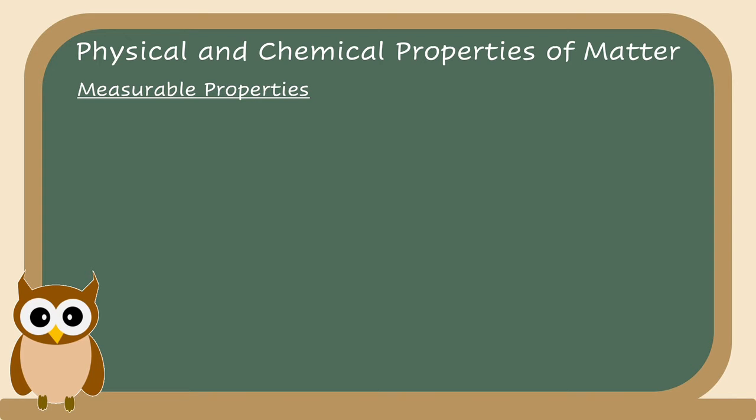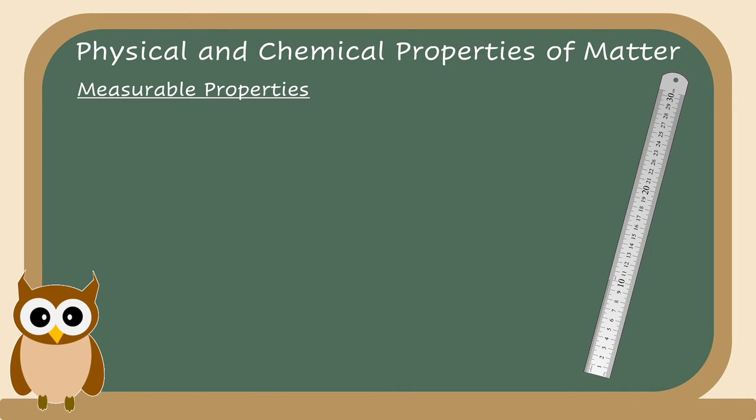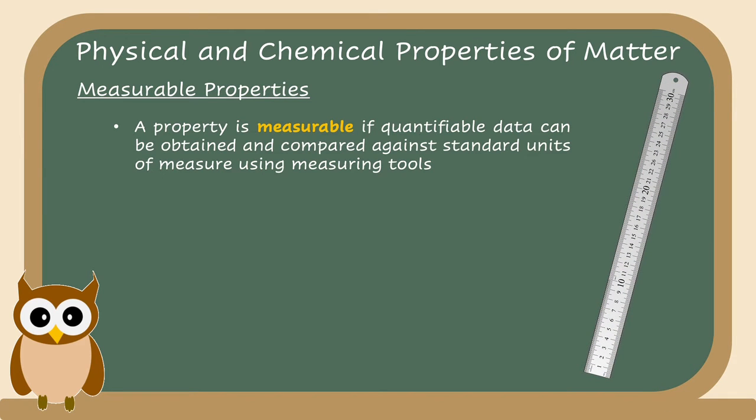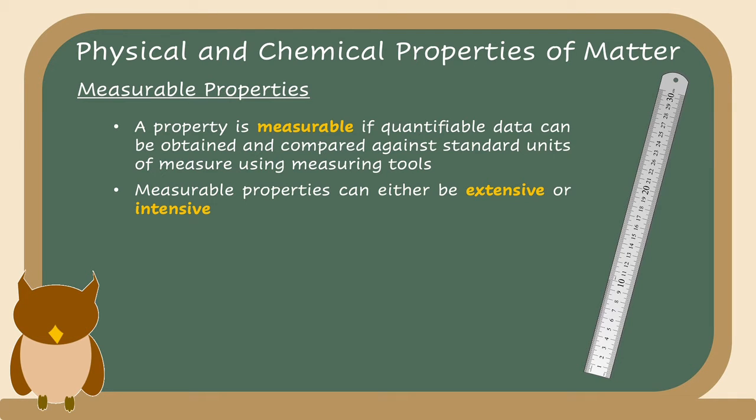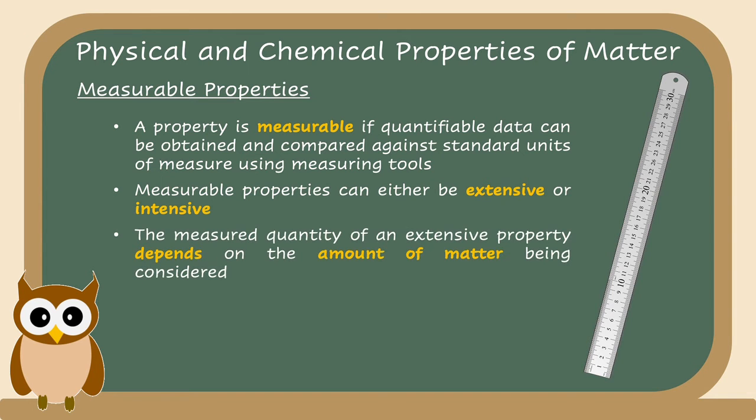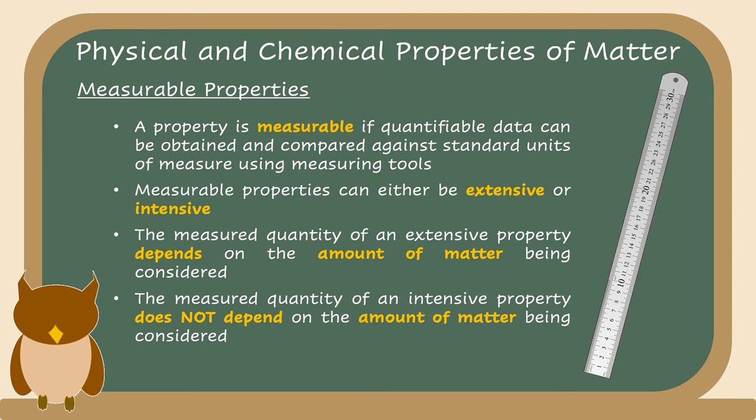Some of the aforementioned properties can be measurable. What do we mean by measurable? Well, if quantifiable data can be obtained and compared against standard units of measure using measuring instruments, then a property is measurable. These properties can be either extensive or intensive. When measuring extensive properties, the value obtained will depend on the amount of matter being considered, and intensive properties are not dependent on the amount of matter.